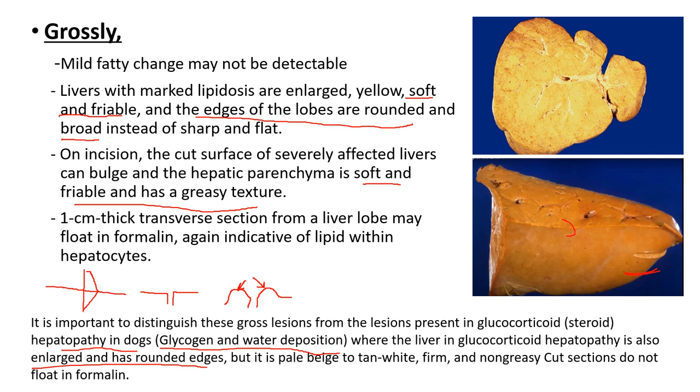The liver is pale, beige to tan white, somewhat firm, and doesn't have a greasy texture or greasy cut section. And the cut sections do not float in formalin. So these are the differences between fatty change and glycogen infiltration and water deposition.